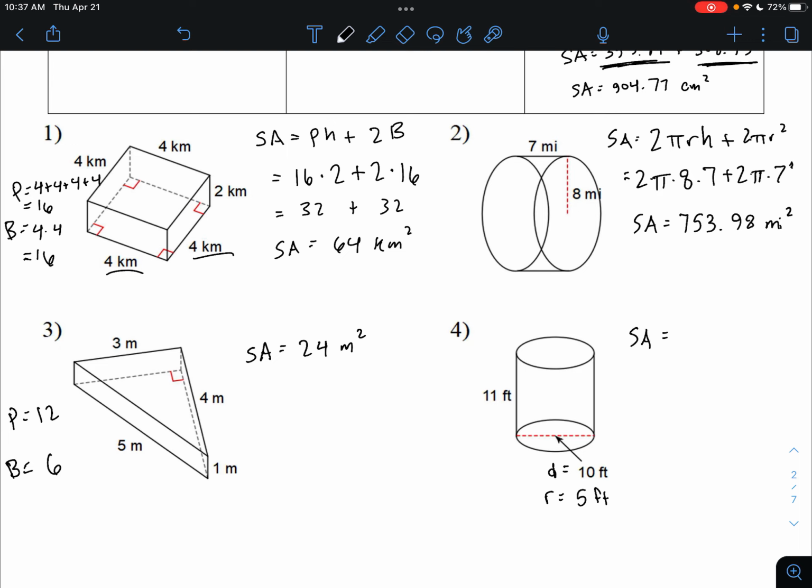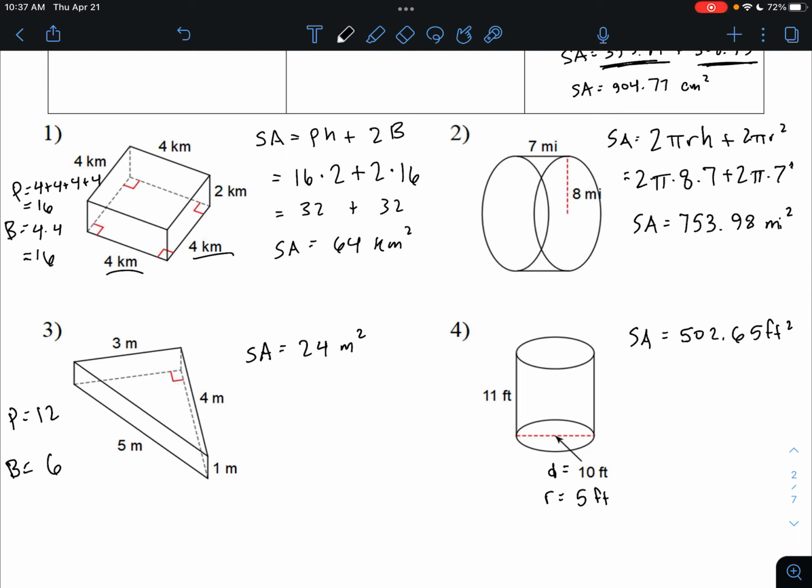Surface area equals about 502.65 feet squared. If you got both of those correct, you're on the right track. Keep it going. Do your practice assignment. If you didn't, look at the 2 examples I did before. Try and figure out how I did those and try these again.